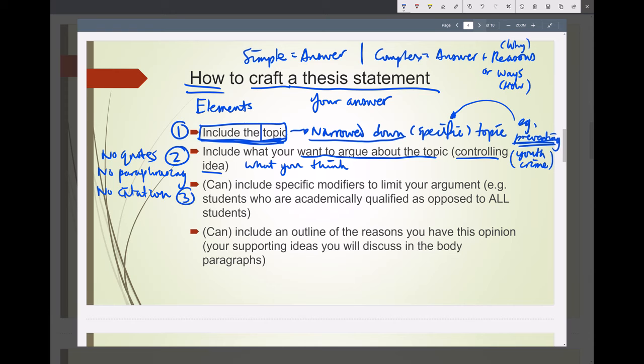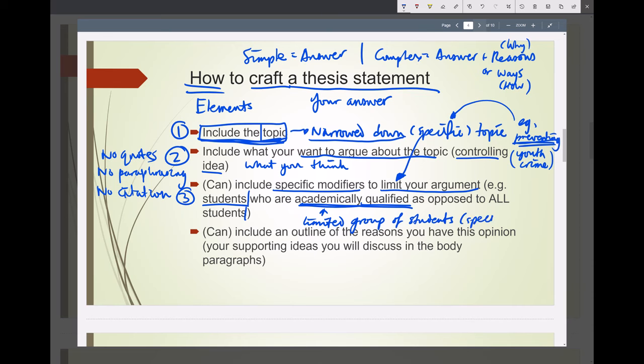Number 3, you can include specific modifiers to limit your argument. So this is like narrowing down your topic, but here you narrow down your thesis statement. The example from the first sentence, you have students, but not just every student. You have specifically students who are academically qualified. So this is a limited group here, in this case of students, and this is again more specific.